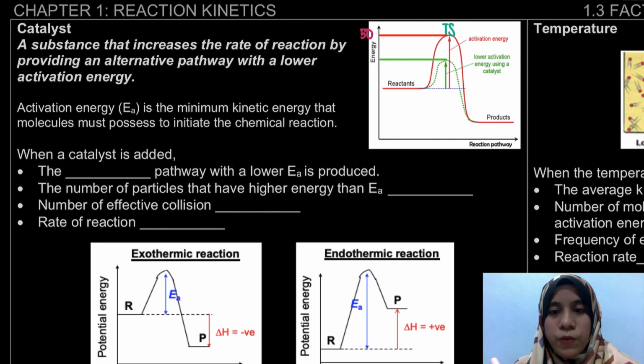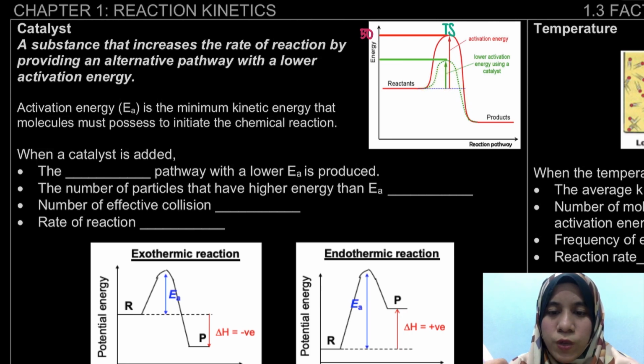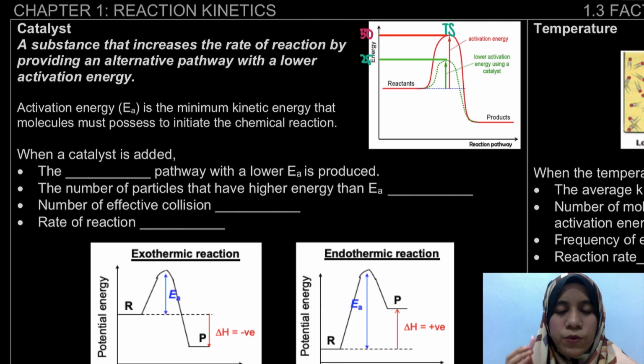But when a catalyst is added, it will create an alternative pathway. The original pathway is still there. It's not being destroyed, but we do have an alternative pathway which has a lower activation energy. So for example, here I'm just going to give any value, 25 kilojoule per mole. How does it help to increase the rate of reaction? First we're going to explain for the catalyst.